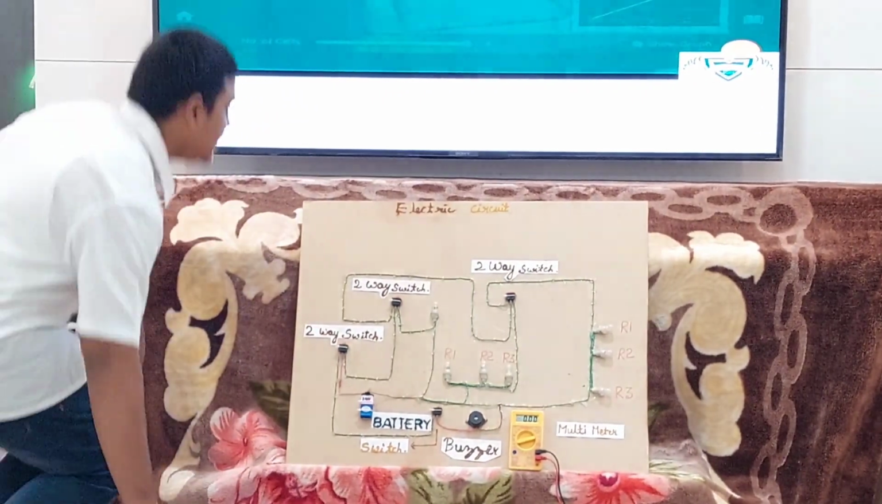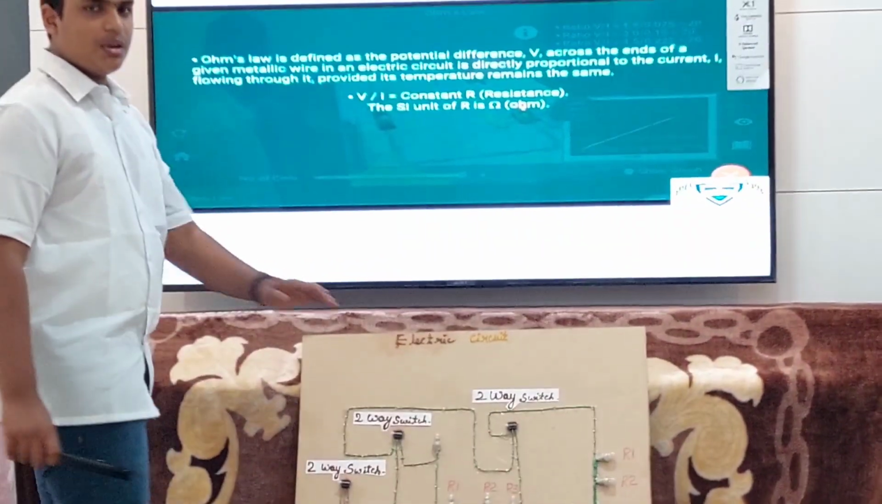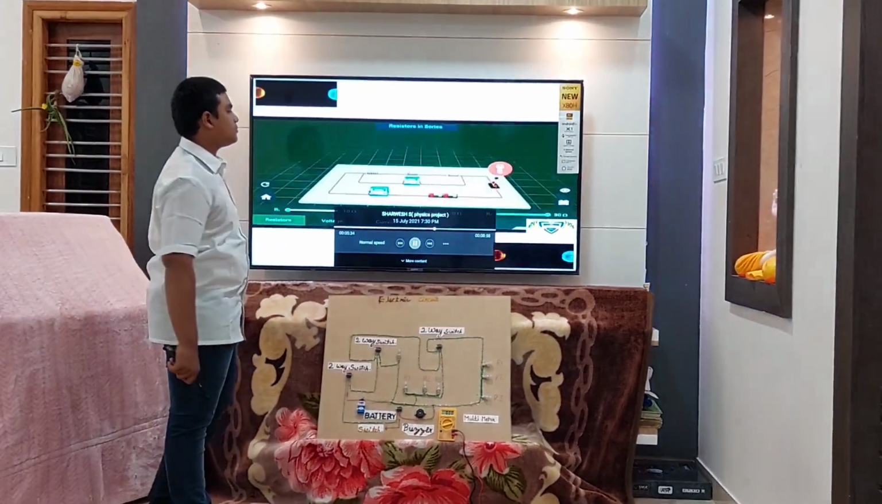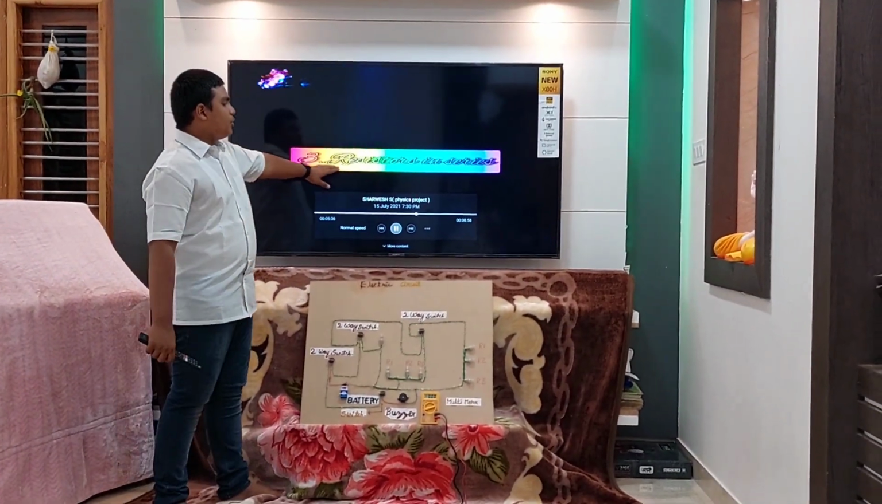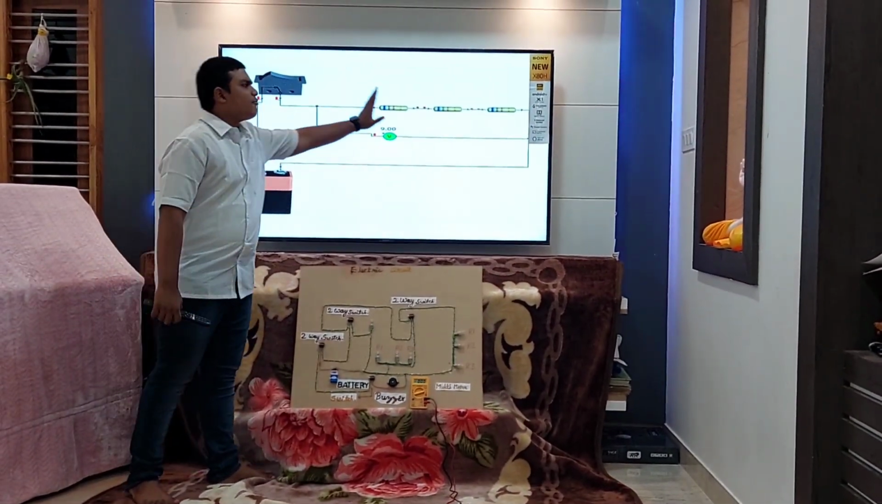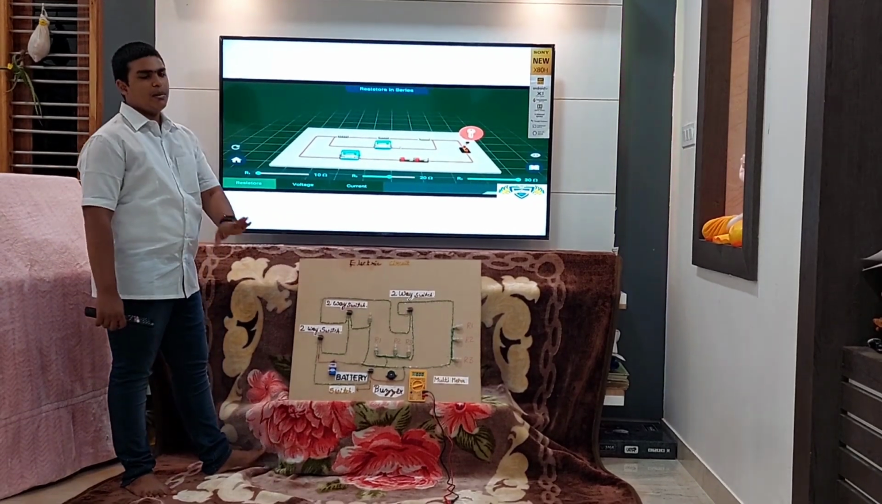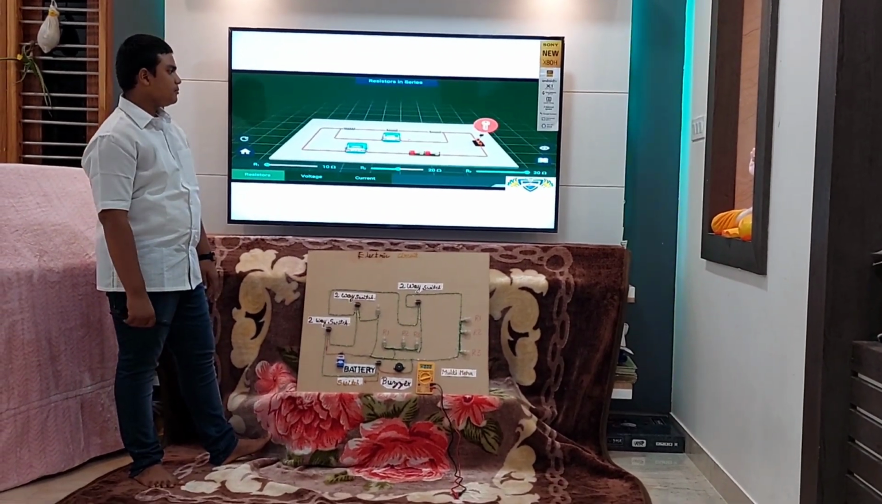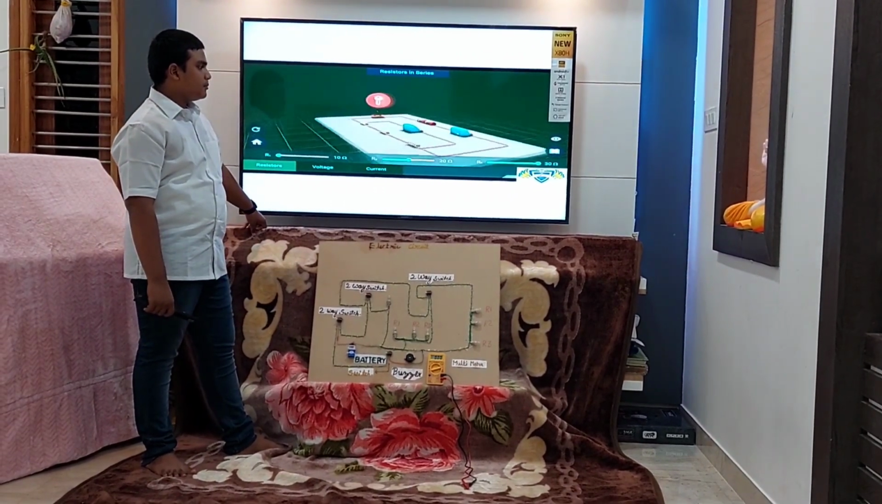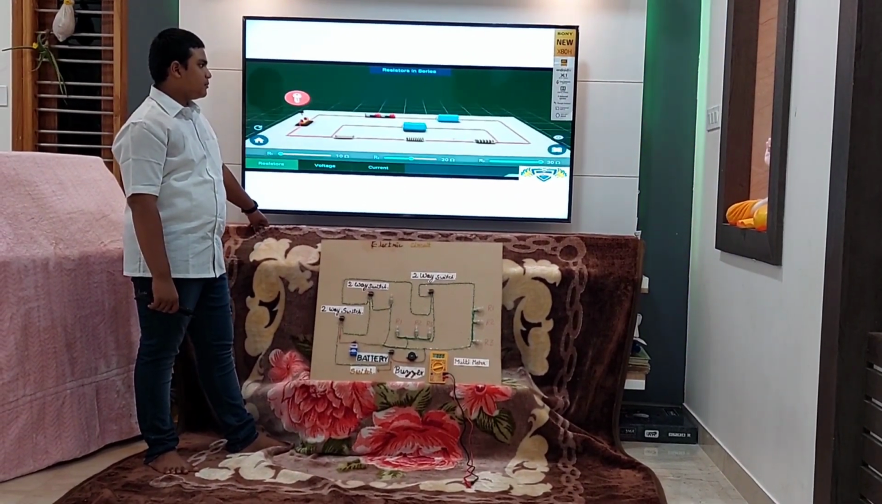Come on, let's see what a series circuit is now. Let us see what a series circuit is. Now I am going to tell about the series circuit. This is my series circuit. Instead of resistance, I have used LED bulbs here. When resistors are connected in series, what happens to the value of the voltage across each resistor and the current through them? Let's find out through this activity.